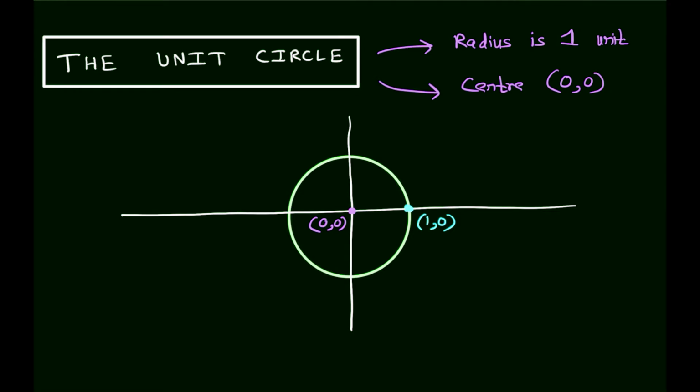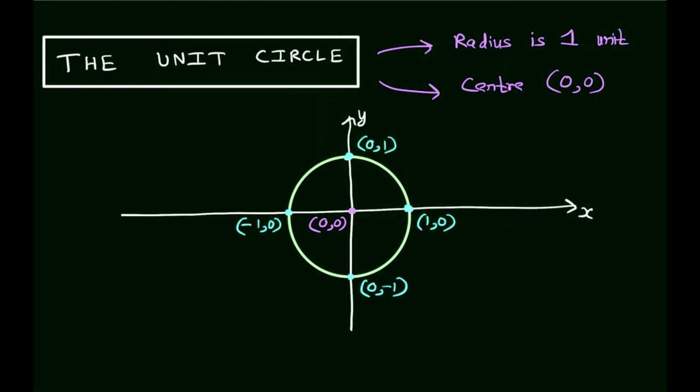This is the positive x-axis, right? This is the x-axis and that's the y-axis. And therefore, the coordinates of this point will be 0, 1. The coordinates of this point will be negative 1, 0. And the coordinates of this point will be 0, negative 1, right? Since the radius is 1 unit. So this is the definition of the unit circle, and that's how it looks. It's very simple. Now there are a few things that we need to understand.